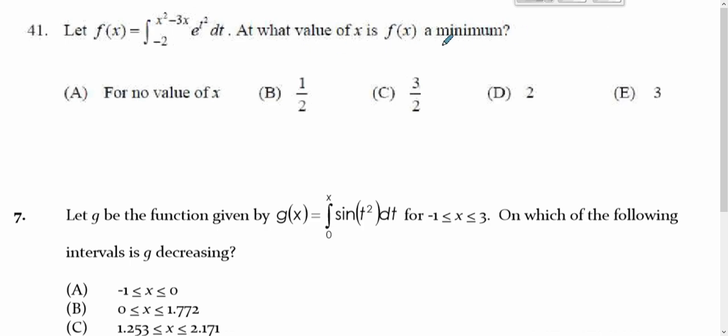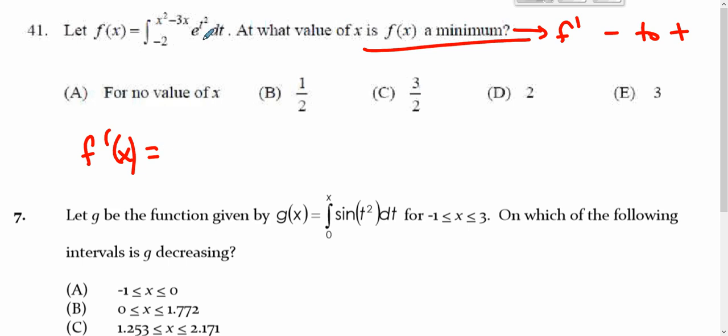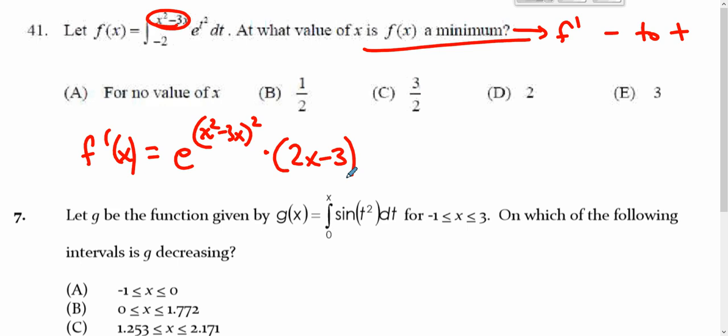Same kind of thing happening here. Where is F a minimum? F is a minimum where F prime changes from negative to positive. Well, what's F prime? F prime is the derivative of an integral function. That's a number. That's a function of x. So F prime is this with that subbed in, right? But then chain rule says that because this is not x, it's a function of x, we multiply by the derivative of that inside piece.